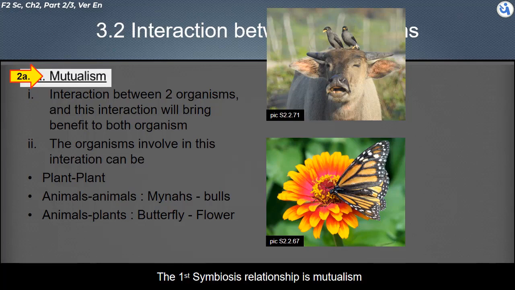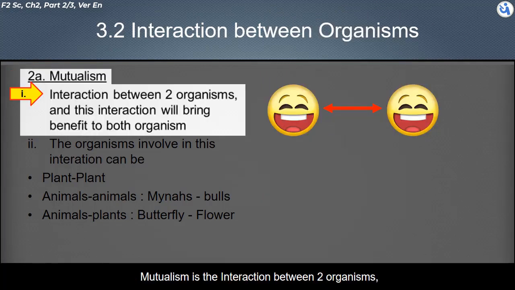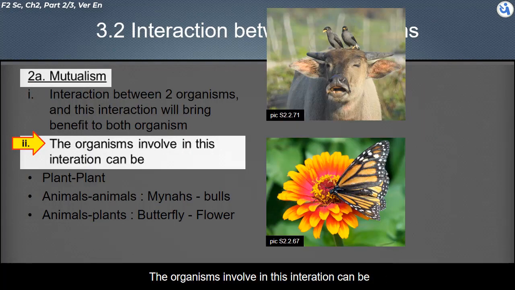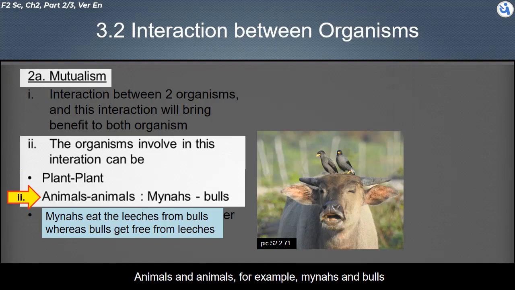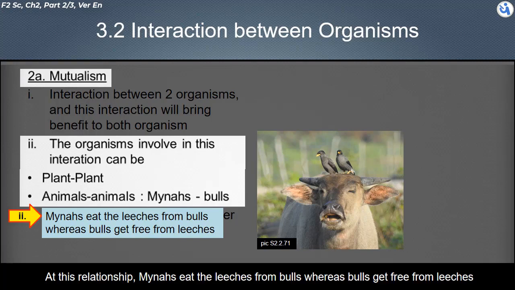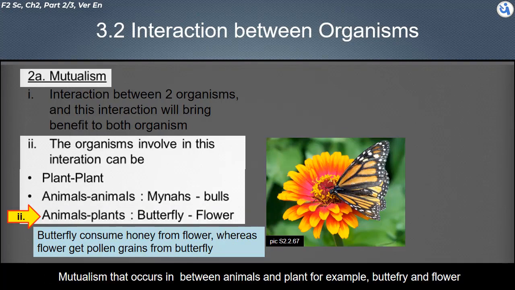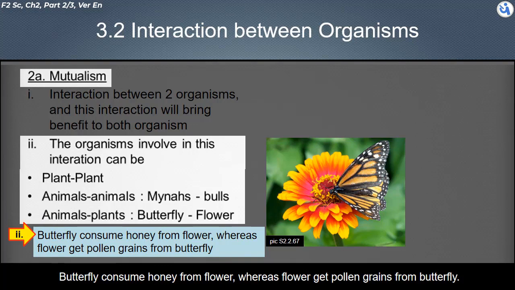These three kinds of symbiosis interaction will be detailed in the following sections. The first symbiosis relationship is mutualism. Mutualism is the interaction between two organisms, and this interaction brings benefit to both organisms. The organisms involved can be plant and plant, or animals and animals, for example, mynas and bulls. In this relationship, mynas eat the leeches from bulls, whereas bulls get free from leeches. Mutualism also occurs between animals and plants, for example, butterfly and flower. Butterfly consumes honey from flower, whereas flower gets pollen grains from butterfly.